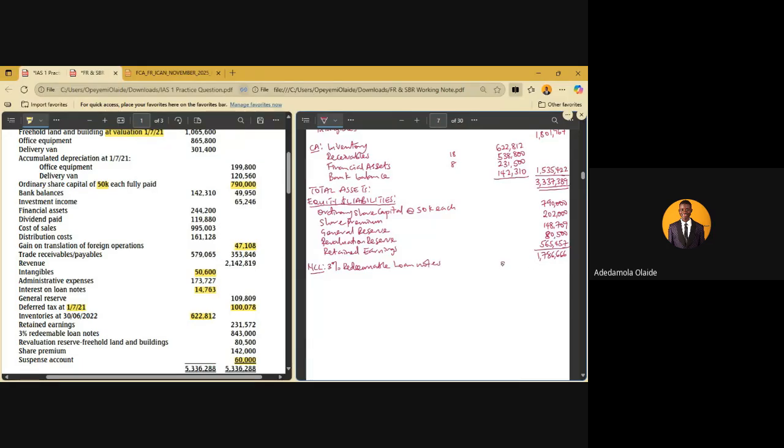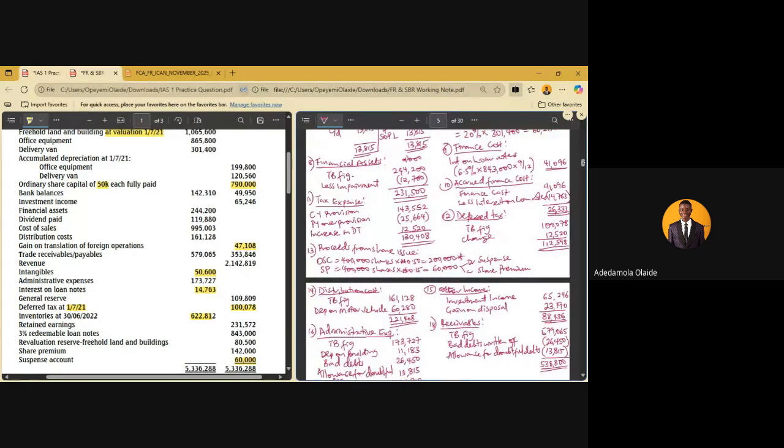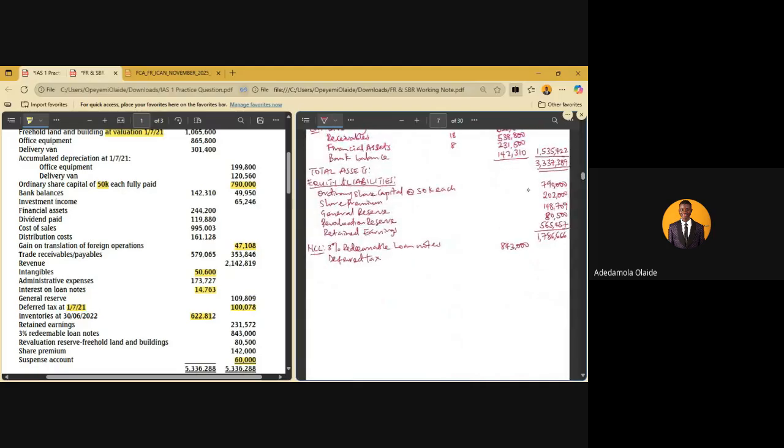It's 43,000. Deferred tax. Deferred tax according to notes 12,112,598. Aside from that, I don't think we have any other thing there.